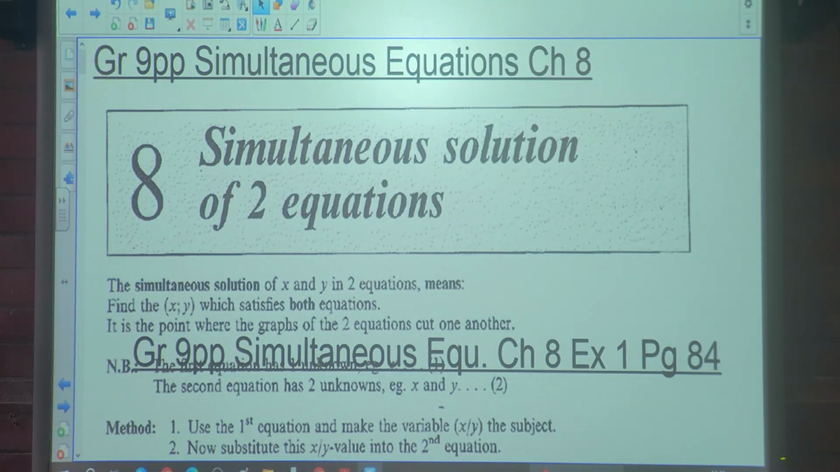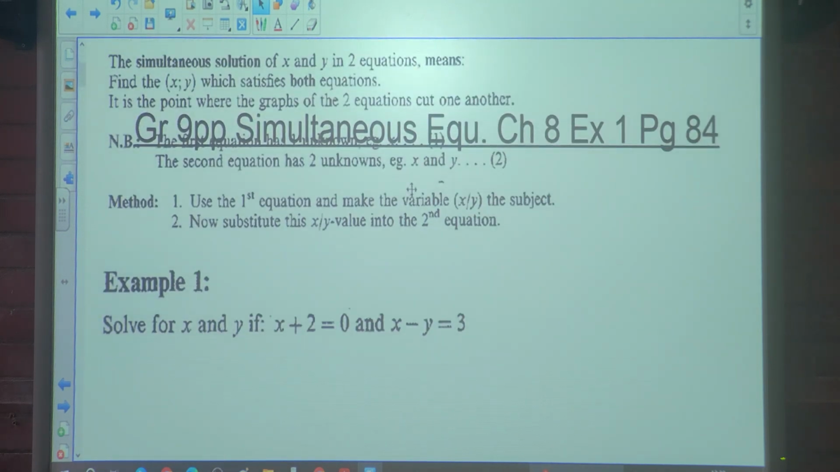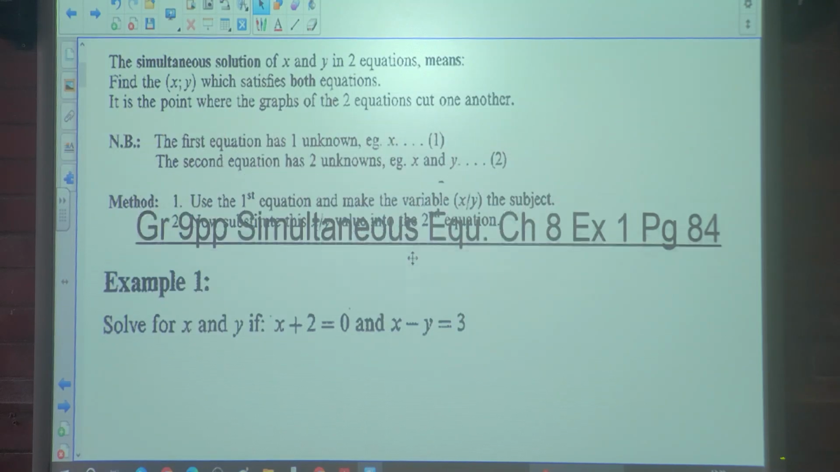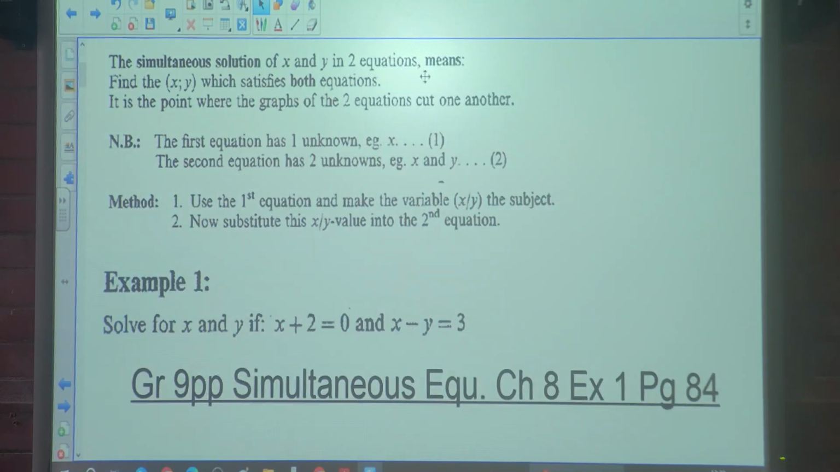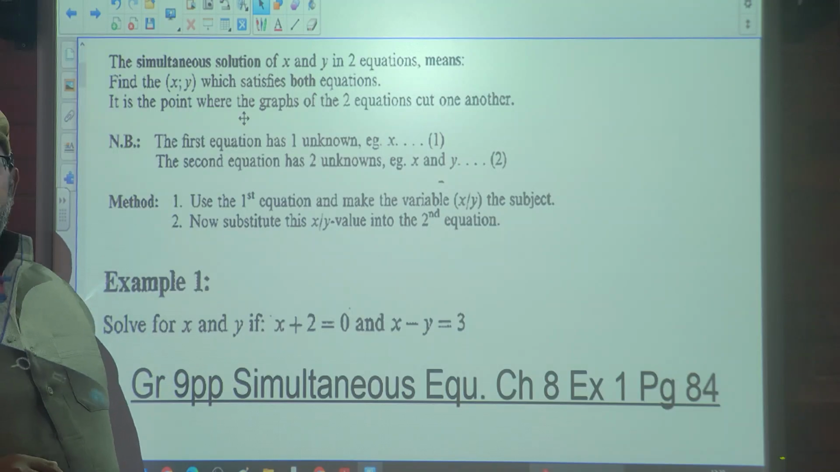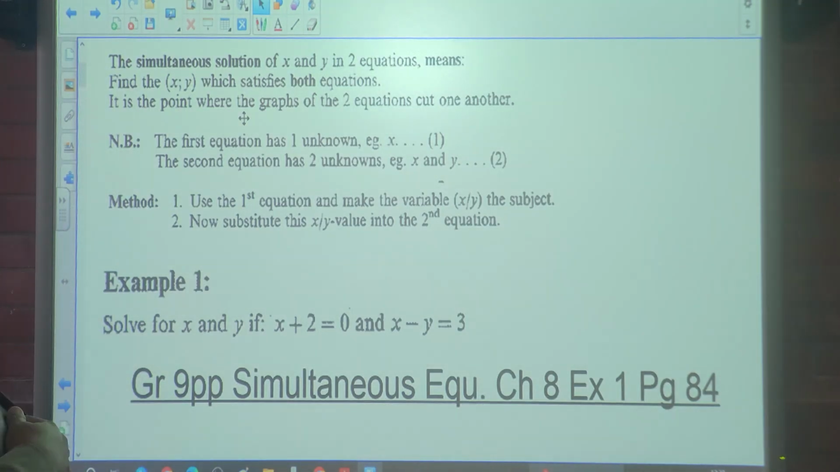People, simultaneous equations is chapter 8. Simultaneous equations are two equations. We are told that with simultaneous equations, which is x and y, in two equations we need to find x and y which satisfy both equations. It is the point where the graphs of two equations cut one another. Important to note that the first equation has one unknown, which is x. The second equation has two unknowns, which is x and y, or vice versa.